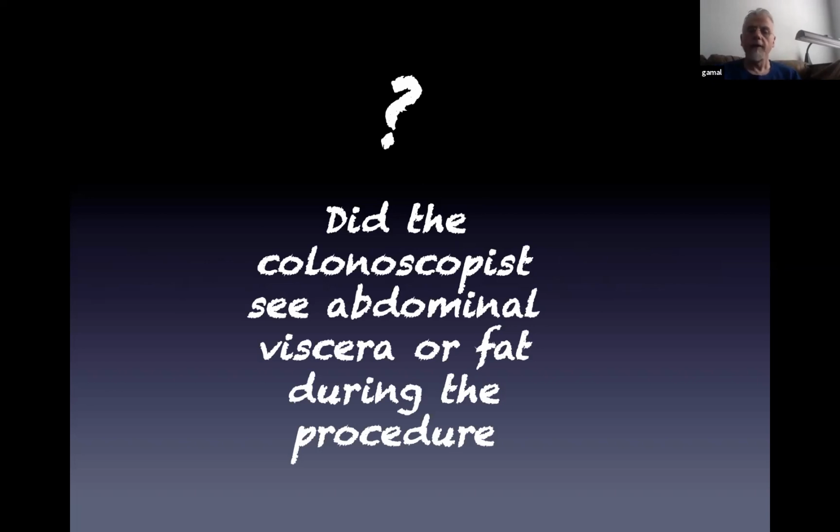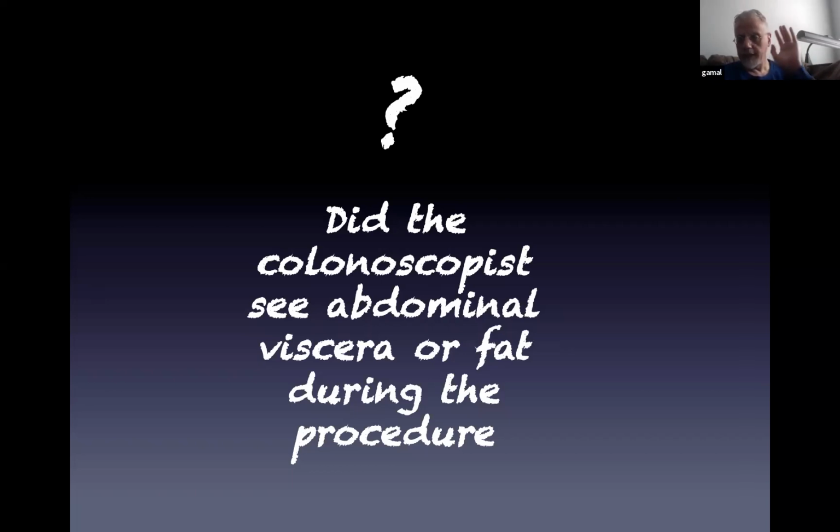Number one, did the colonoscopist see abdominal viscera or fat during the procedure? We're doing a colonoscopy and I'm looking and I see the spleen or omentum. If the answer is yes, you need an operation, especially if the colonoscopist cannot clip that to close it. But what that means is a big hole. And a big hole very likely will need an operation.